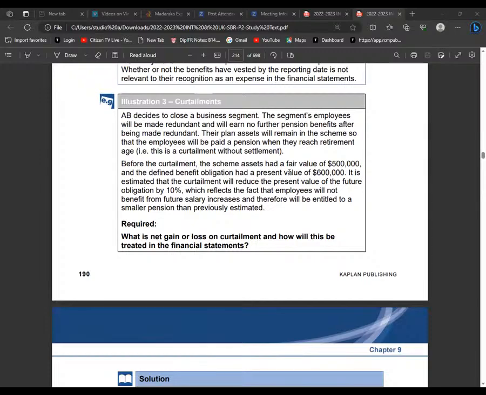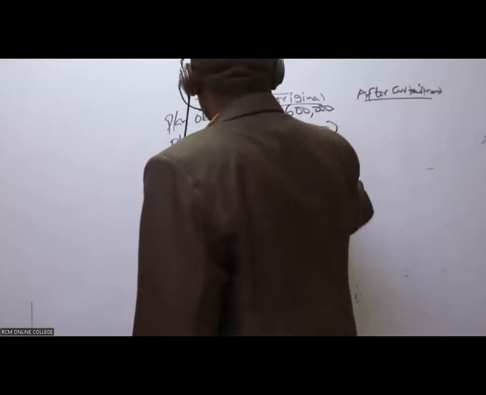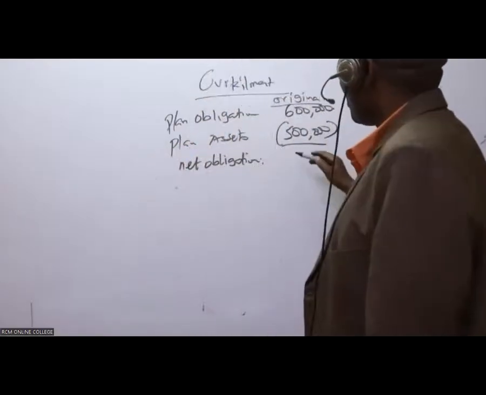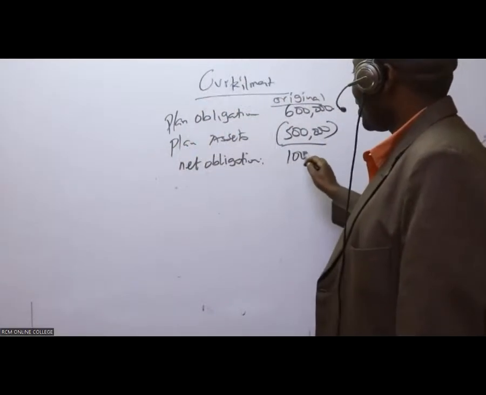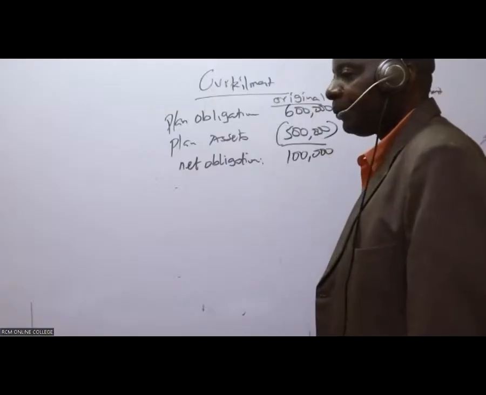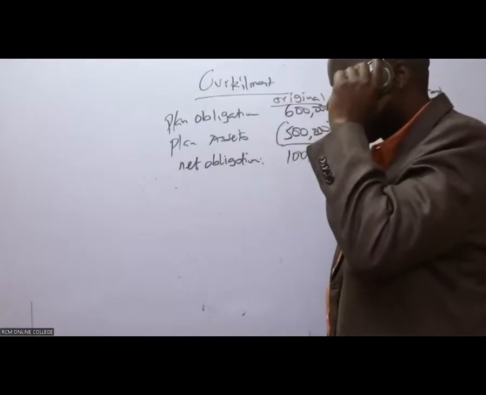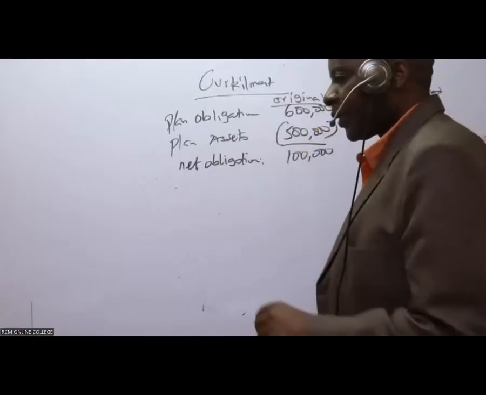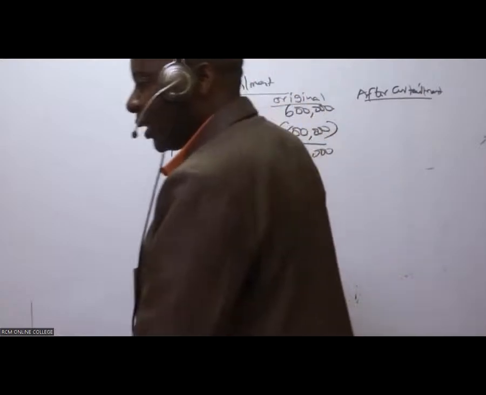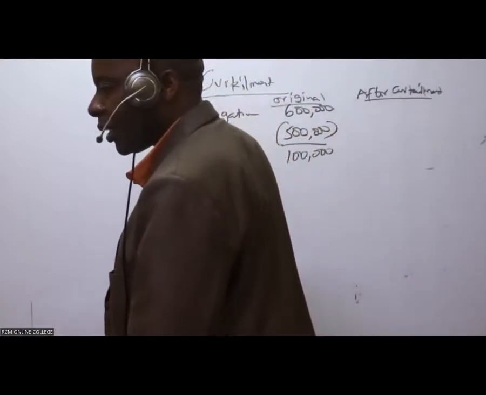So are you able to give me the net obligation? The net obligation, somebody. What do we have here? 100,000, isn't it? Is that okay? So here we have 100,000.